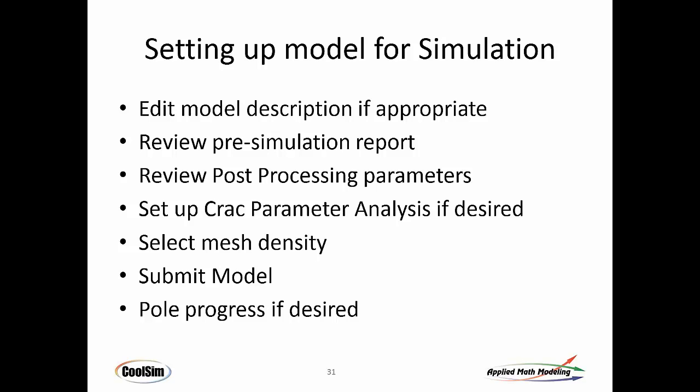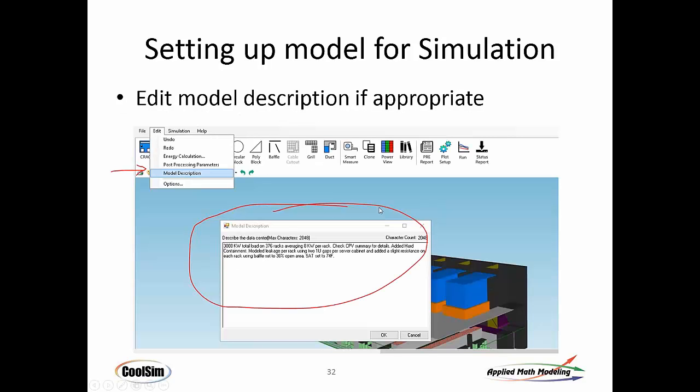That's the opportunity to run multiple simulations from one input file, up to 4 right now. Mesh density, we'll talk about a bit. We really only have 3 levels: coarse, medium, and fine. I'll talk about when to do which one. Then submitting the model and polling the progress if you're interested to see how the model is doing. So let's begin to walk through this list.